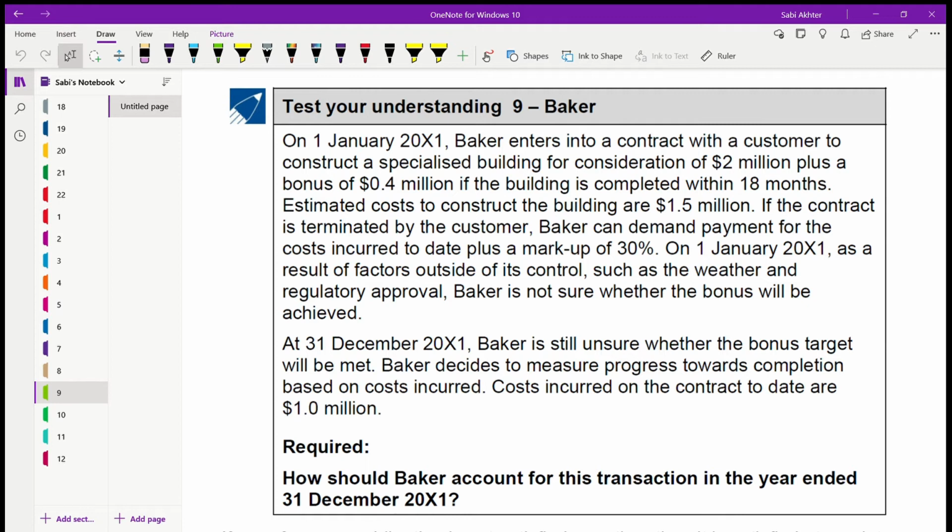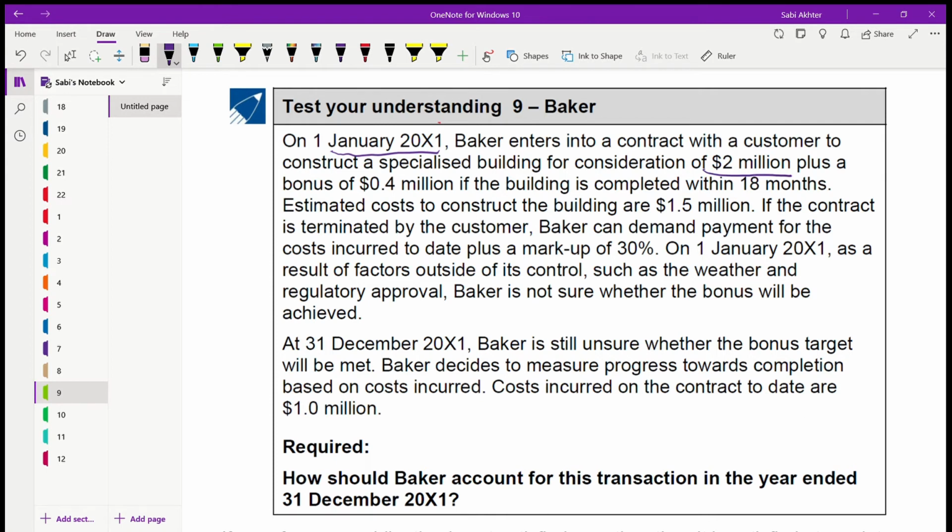On 1st Jan 2001, Baker enters into a contract with the customer to construct a specialized building for a consideration of 2 million.